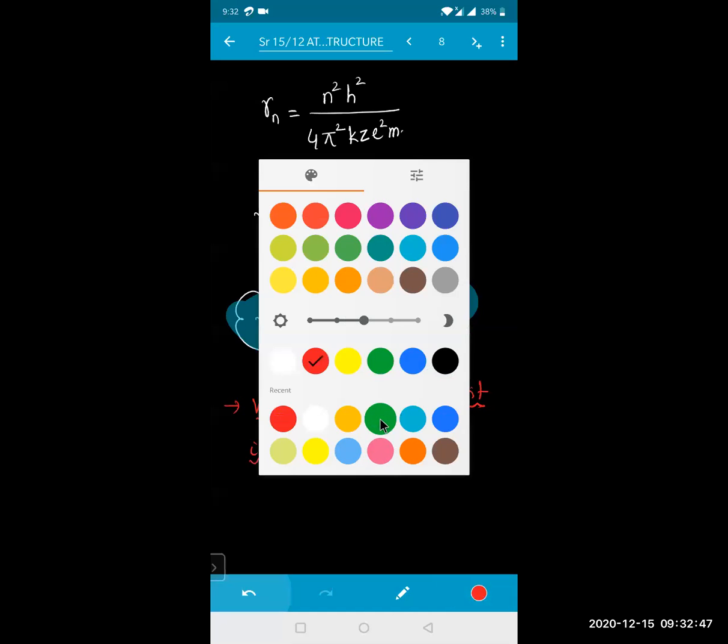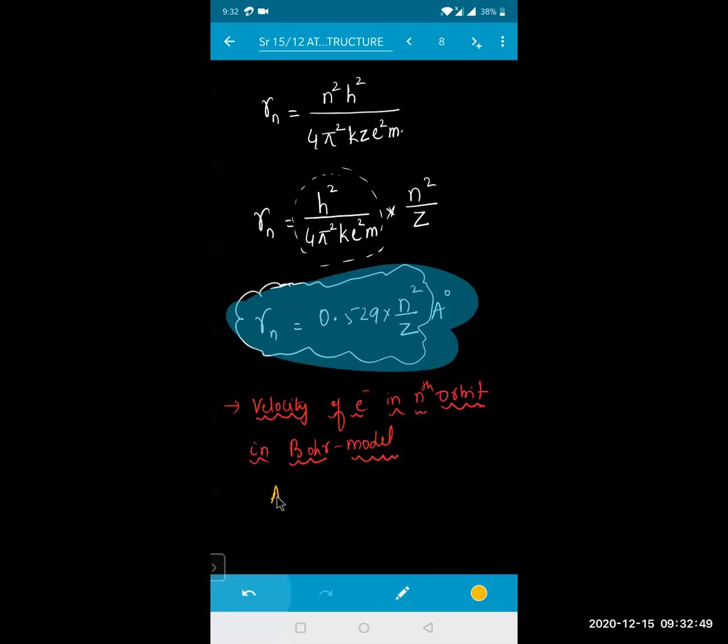Okay, see here. The radius of your nth orbit is equal to h square n square divided by 4 pi square k z e square m. You have to remember all these formulas, otherwise it becomes very difficult. Okay, radius of your nth orbit.